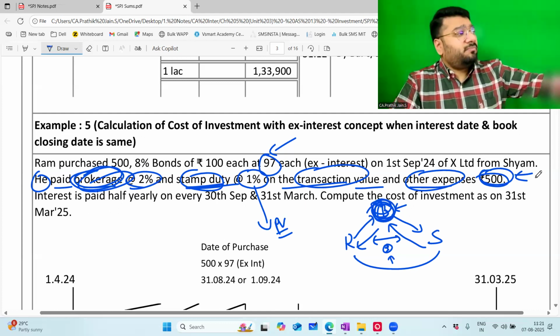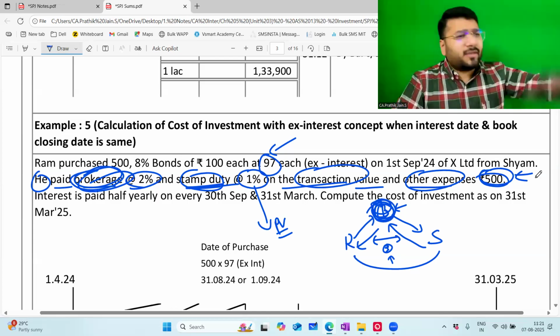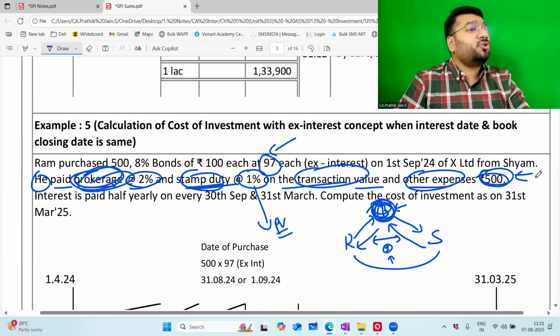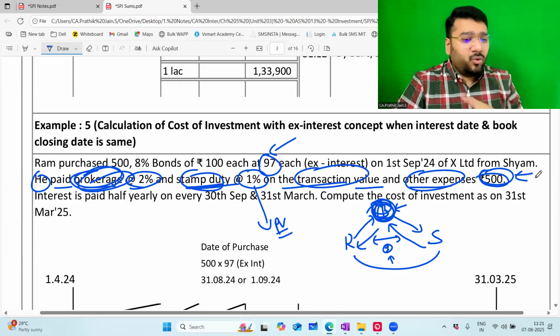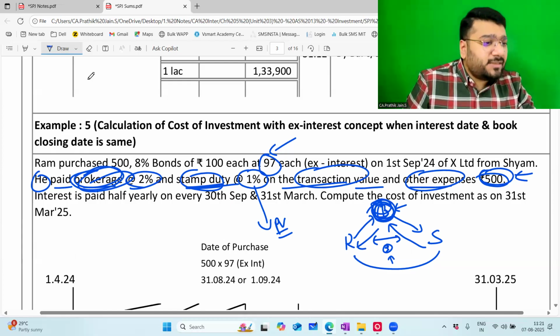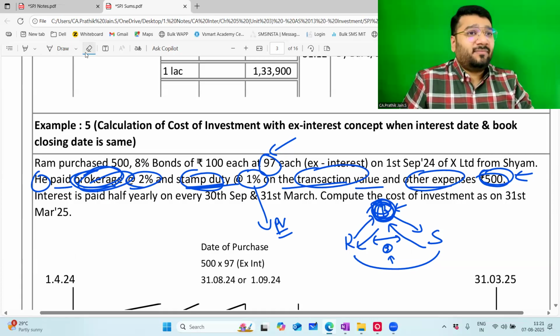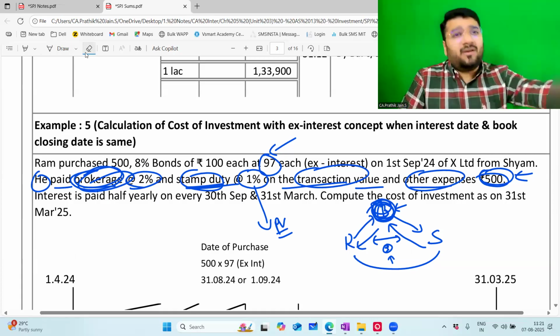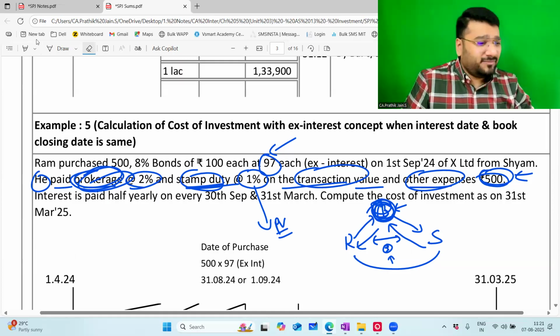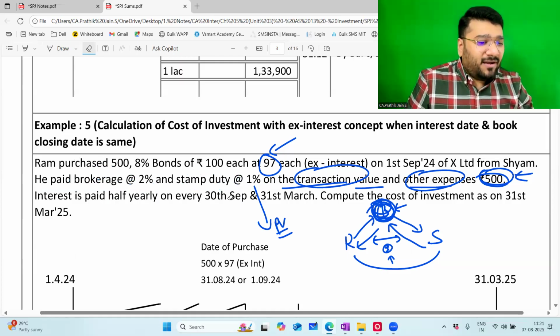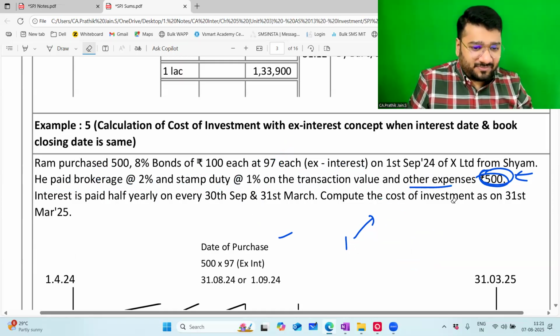Don't ask anything. Purchase value, transaction, nothing. Don't ask. I will take care of it. It's my responsibility. Don't ask anything with regard to the calculation of brokerage and stamp duty. I have got ample number of questions to get it covered. I will repeat it until you die. I'll repeat it. I'm telling you. So don't get panicked. I will ensure that you are harassed by me.